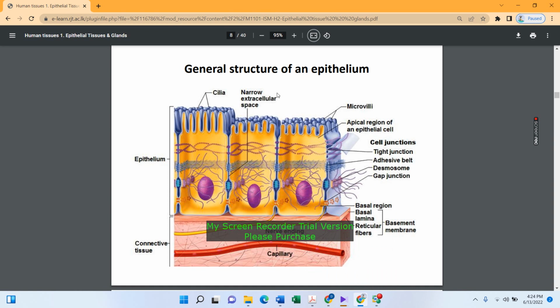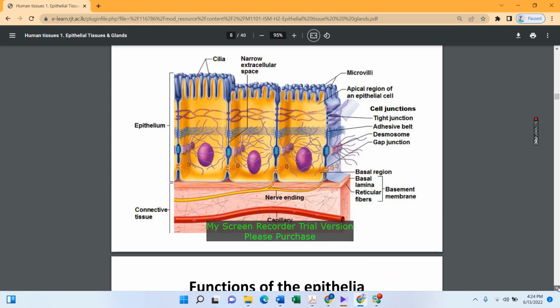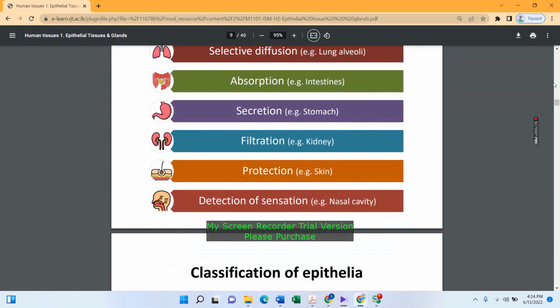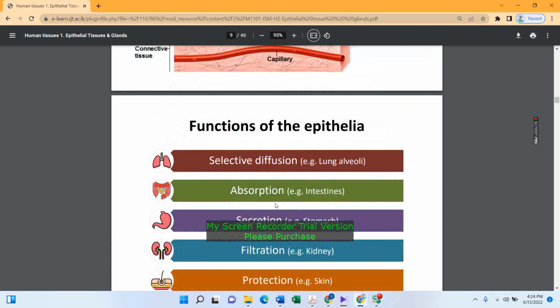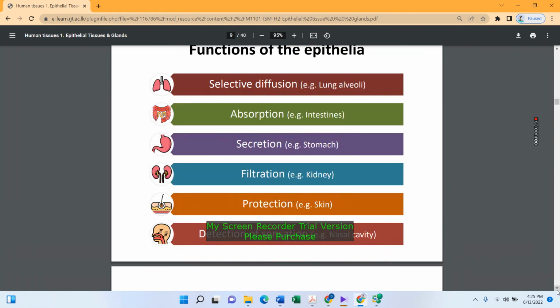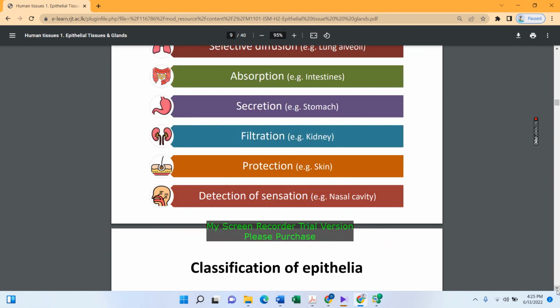There are different structures of epithelium which we will be discussing in this video. These are the functions of epithelium. One is selective diffusion, done for example by the lung alveoli. Epithelia also help in absorption in the intestines and secretion in the stomach. The digestive enzymes are secreted using this epithelium also.